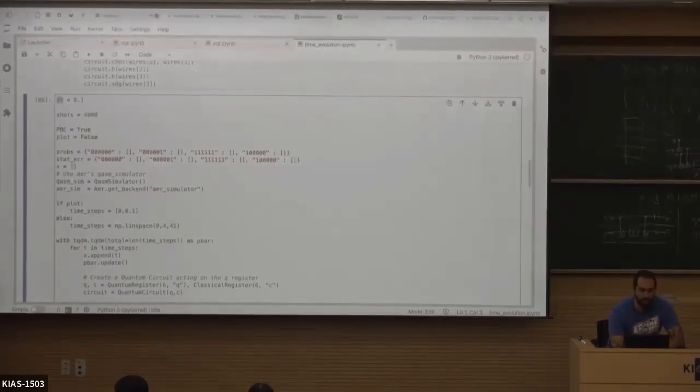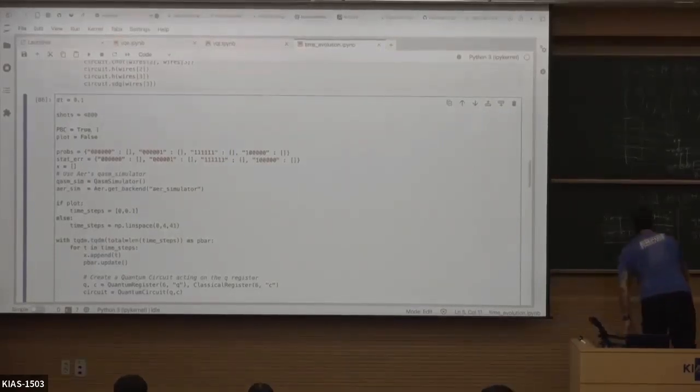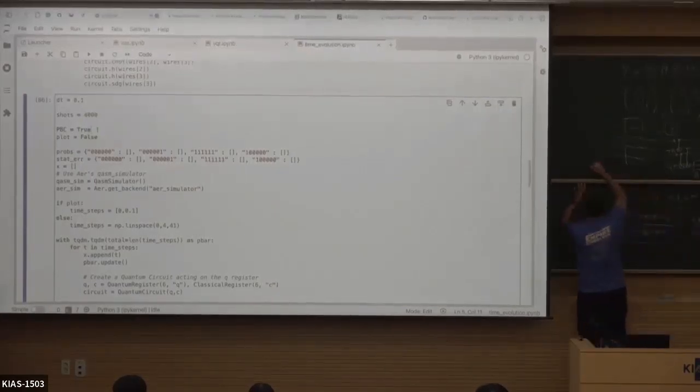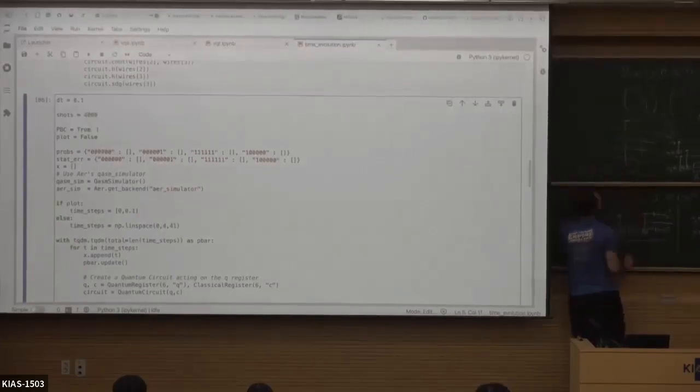Okay, so PBC is periodic boundary conditions. If you want to apply them, you can. It's automatically set to true. What this is doing is basically an MPS, a matrix product state. So I'm creating a matrix product state like this. Okay, that's the periodic boundary condition. If you don't want periodic boundary conditions, you can just remove this.